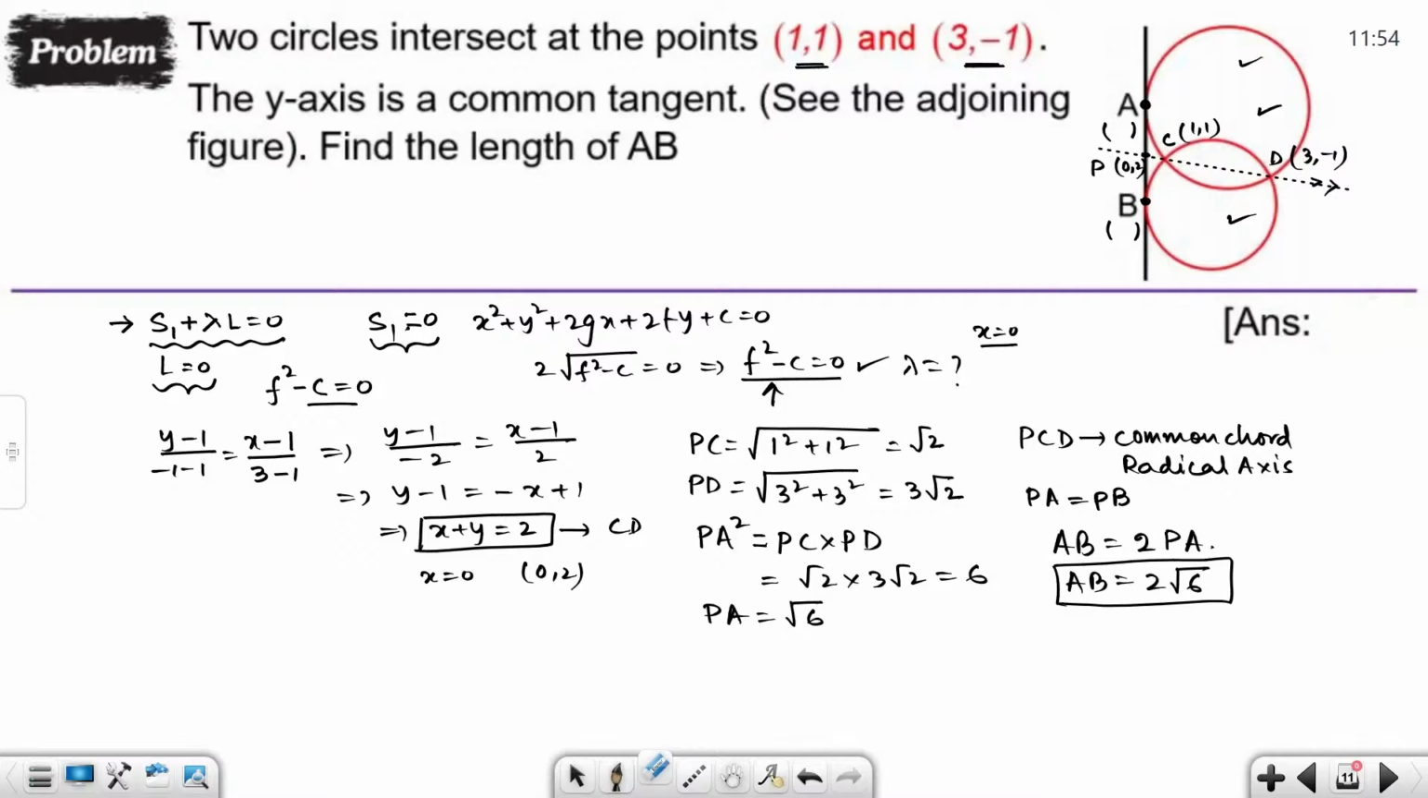Is it clear to all? Have you understood this question clearly? So what we have done basically, we have simply joined the common chord, and simply by applying the tangent secant formula, we can easily get the length of AB in this problem. Is it clear? Okay, let us move to the next problem.